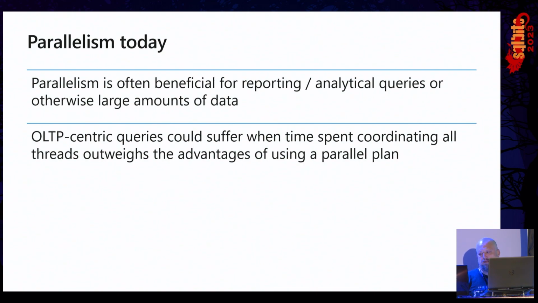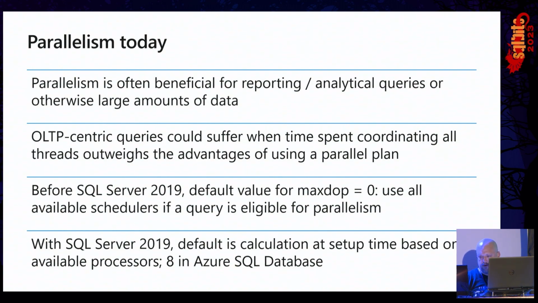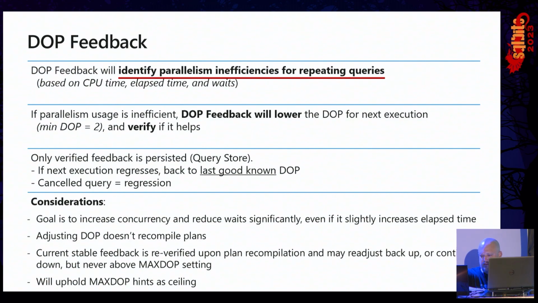That outweighs the advantages of using a parallel plan. Before 2019, the default was max DOP 0, so basically use everything. With 2019, a calculation is done at setup time, and in Azure SQL Database it's 8. The thing is, there's still no adjustment in an attempt to get it to the right degree of parallelism for a particular query. So before 2019, max DOP 0, use everything, and with 2019, there's a calculation at setup time based on available processors, 8 in Azure SQL Database.